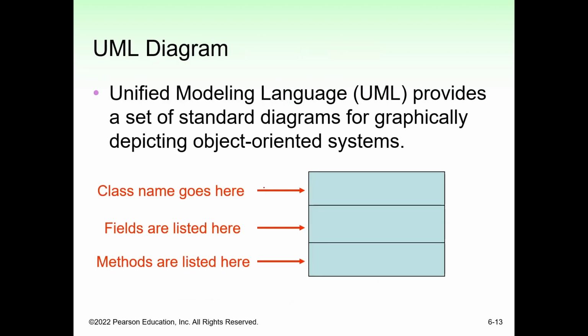Alright, another throwback to PLD 101, UML diagram, which stands for Unified Modeling Language. It just provides a standard diagram for graphically displaying any of your object-oriented system that you are going to create. And let's recall that the first box is where our class name will go. Then the second one is going to be all of the fields or variables that our object has, and then on the third one is going to be all of the methods that belong to this certain class.